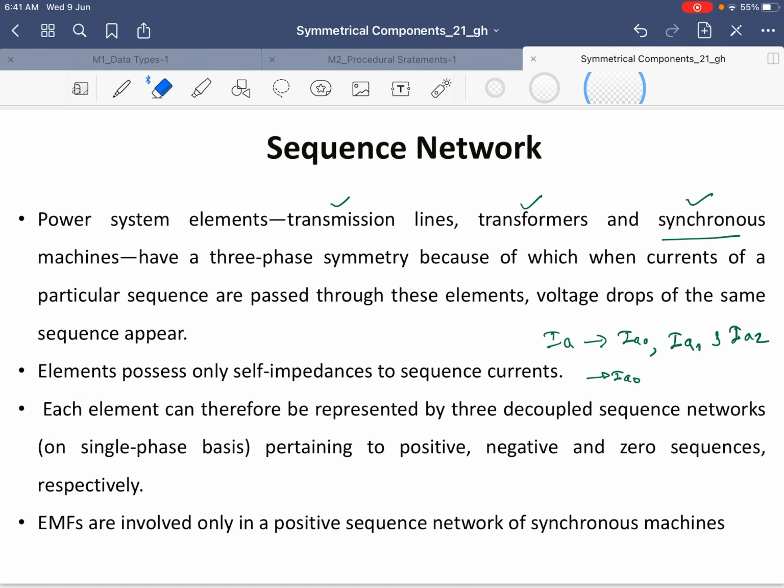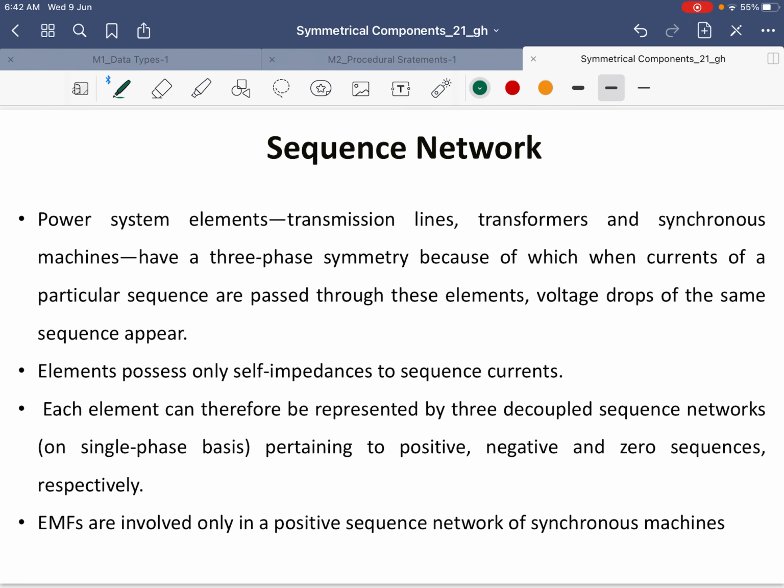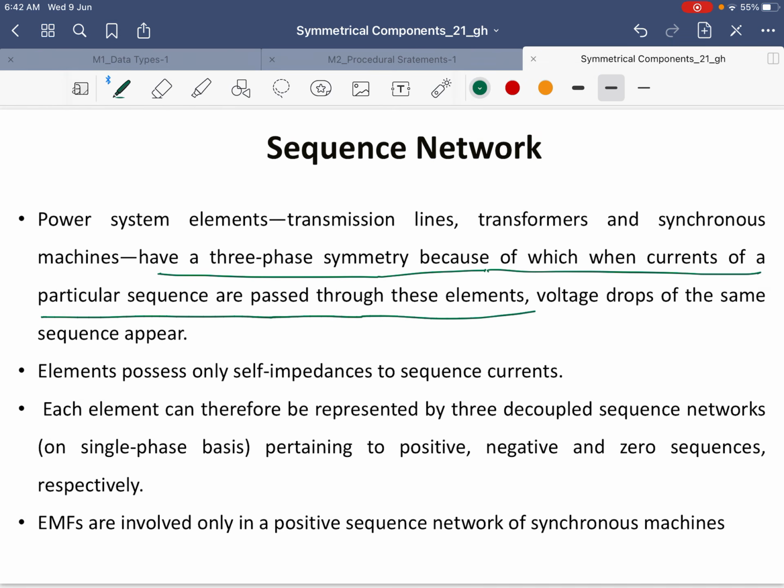Like that, if a negative sequence or a positive sequence current is flowing, then the network is the negative or positive sequence network. Therefore, because of the three-phase symmetry, when the current of a particular sequence is passed through these elements, the voltage drop of the same sequence appears. If the current flowing is a positive sequence current, the voltage drop due to that is the positive sequence drop.